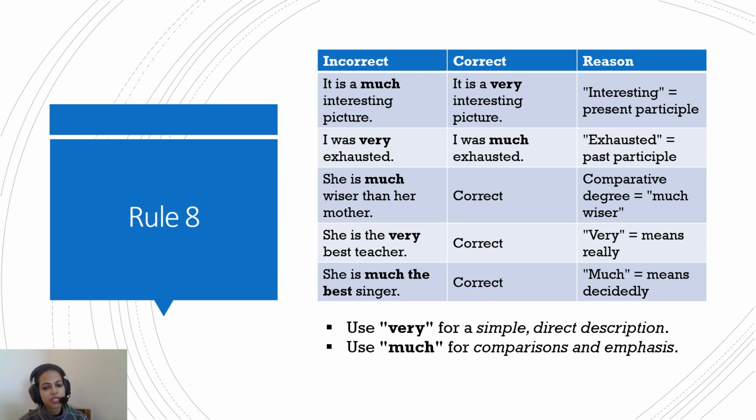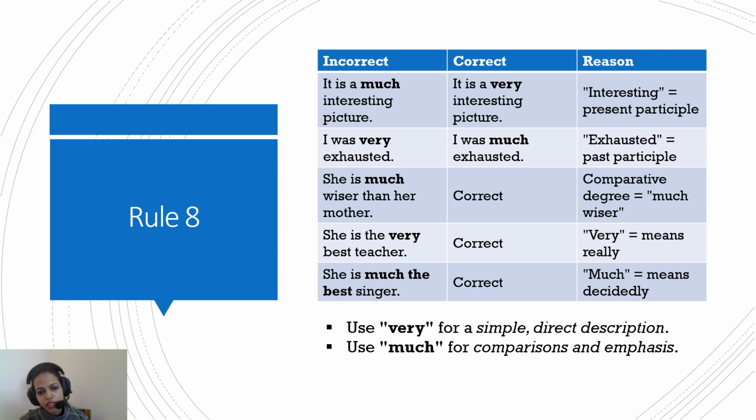She is the very best teacher. Now here the word very has been used for emphasis. It means something like really, she's really the best teacher. And she is much the best teacher. Here again, the word much has been used for emphasis. So the golden rule that you should remember is: use very for simple and direct description, and use much for comparisons and emphasis.